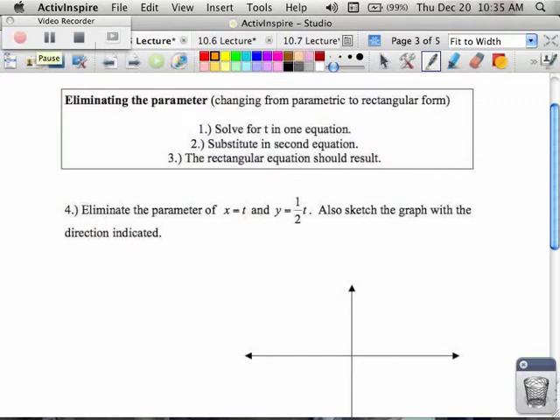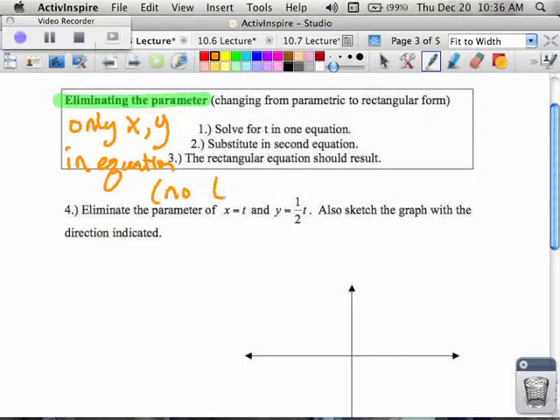Okay, in this next part, there's a very important phrase that's going to show up on the test. I know because I made these tests. And it's eliminate the parameter. Basically what that means is, when you eliminate the parameter, you can have only x and y in the equation. So you don't want anything besides x and y. Or in other words, no t in this particular example.